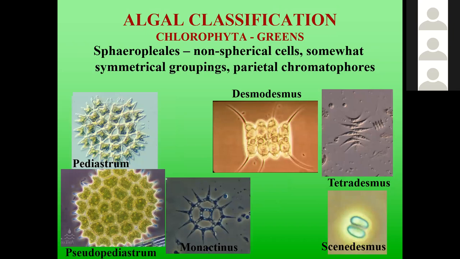Sphaeropleales is the other half of that group that used to be together. Same idea, except that these are not as symmetrical and they're not spherical cells. And these are ones that have gotten a lot of subdivision. A lot of stuff was called Pediastrum. Now this was Pediastrum duplex. This is Pediastrum auranum, I believe, now became Pseudopediastrum. And this one, Monactinus, was Pediastrum simplex.